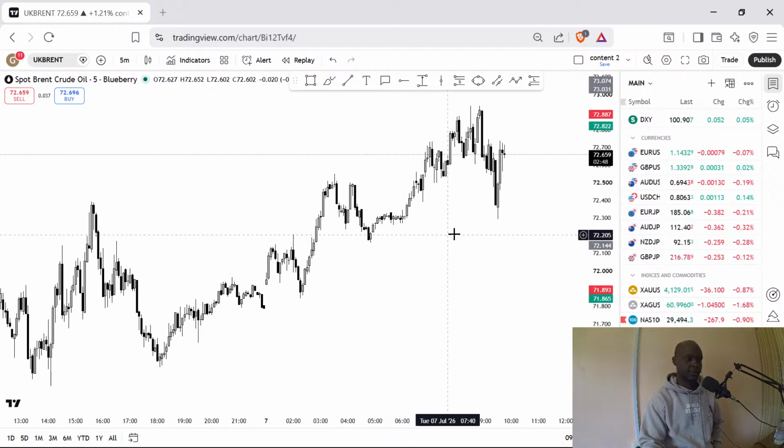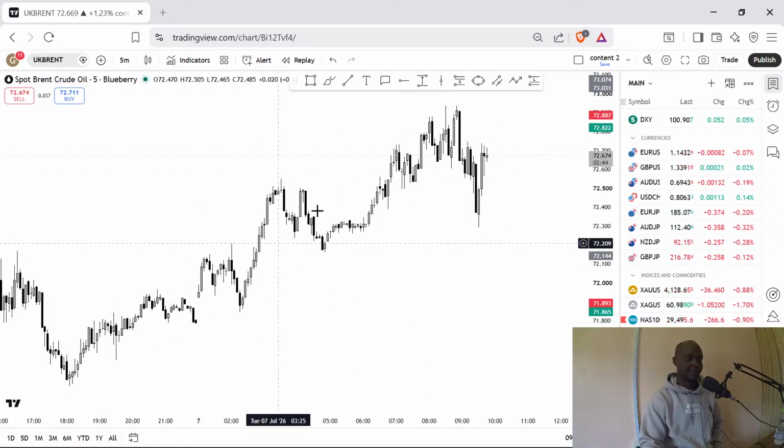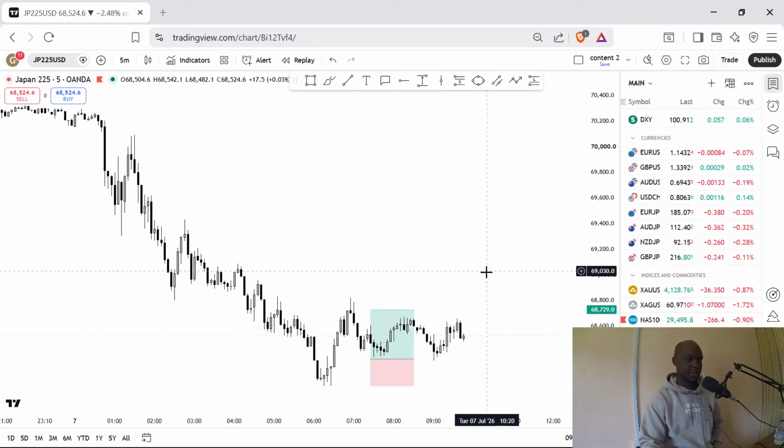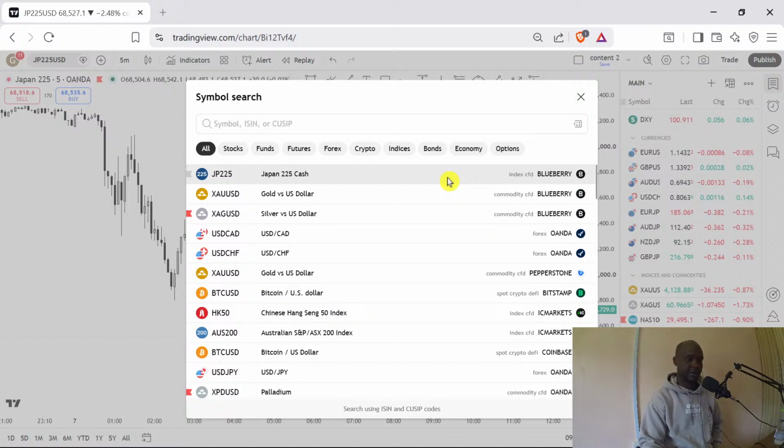We seem to have gotten some interesting developments on UK Brent, but after this push to the upside, I was waiting for a reversal. We've gotten the reversal, but we're not getting the correction or the entry trigger. So it looks like this market is still going to range for a while. So let me just focus on the JP225.